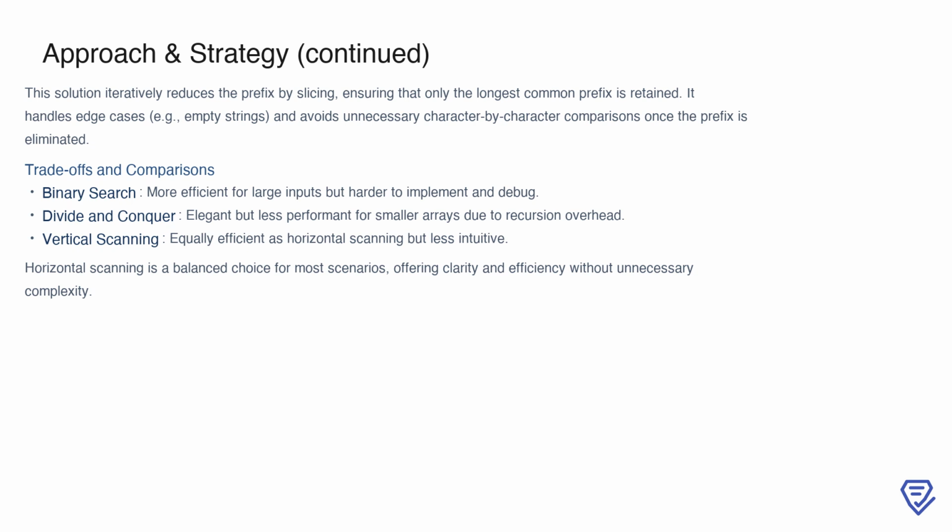While binary search offers better efficiency for very large datasets, it is more challenging to debug and implement. Divide and conquer, though elegant, incurs additional overhead due to its recursive nature, making it less suitable for smaller inputs. Vertical scanning, while equally efficient in terms of time complexity, can be less intuitive for some developers. Overall, horizontal scanning strikes a practical balance, delivering both clarity and performance without introducing unnecessary complexity.